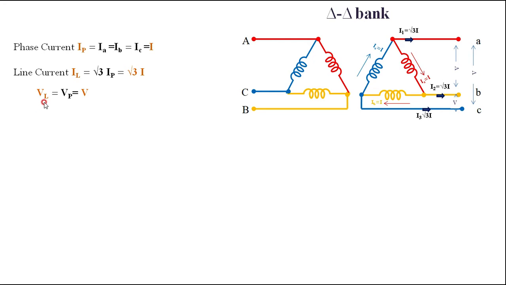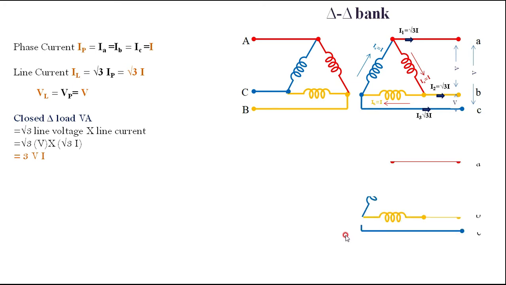But in the delta connection, both line voltage and phase voltage are the same, represented by V. Therefore, in the closed delta, the load volt ampere is given by root 3 times line voltage multiplied by line current. Line voltage is V, line current is root 3 times I. Substituting in this equation, I get root 3 V into root 3 I, which is 3 VI, the output of the delta connected transformer.